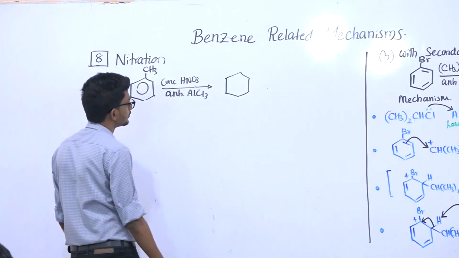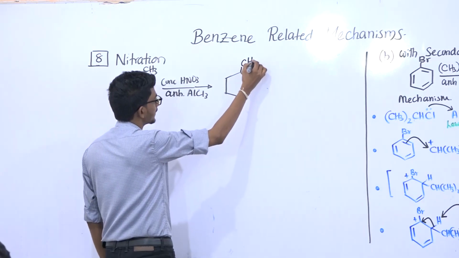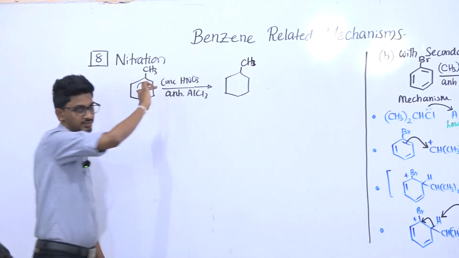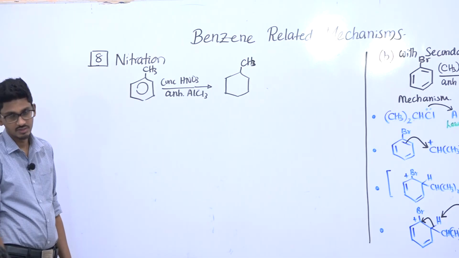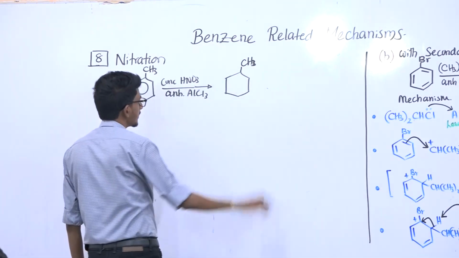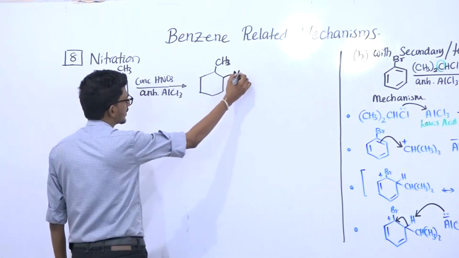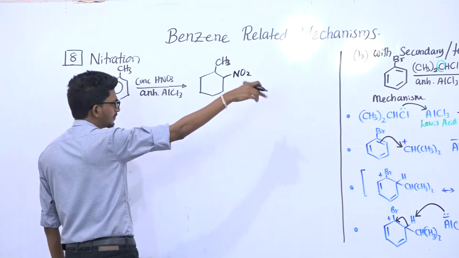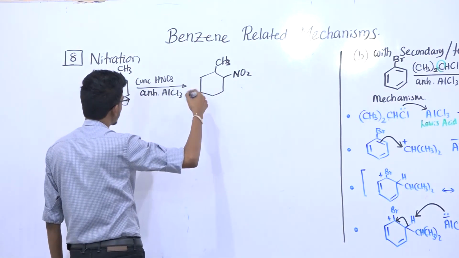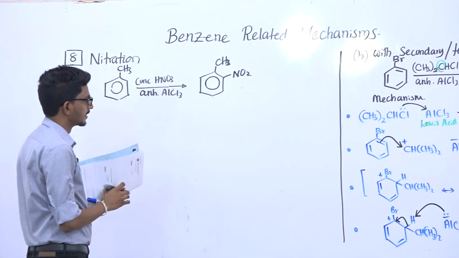Okay. So CH3 is there. CH3 is kind of an ortho-para director. So to the ortho position or para position will be connected. I'll write it here. Look, we consider the para product.